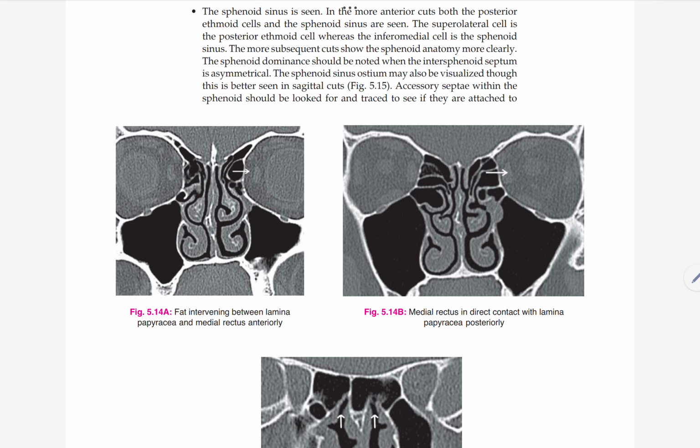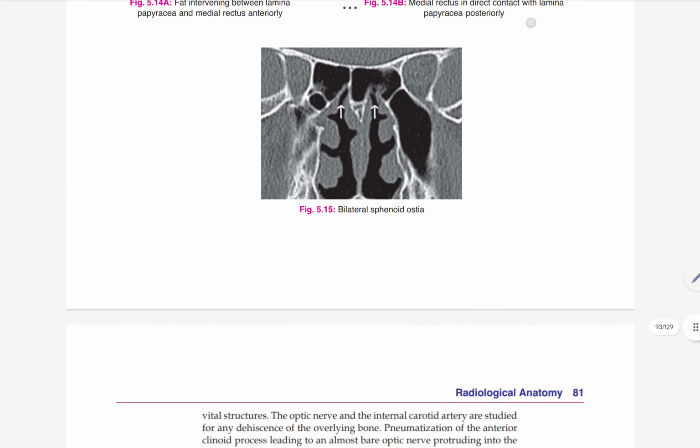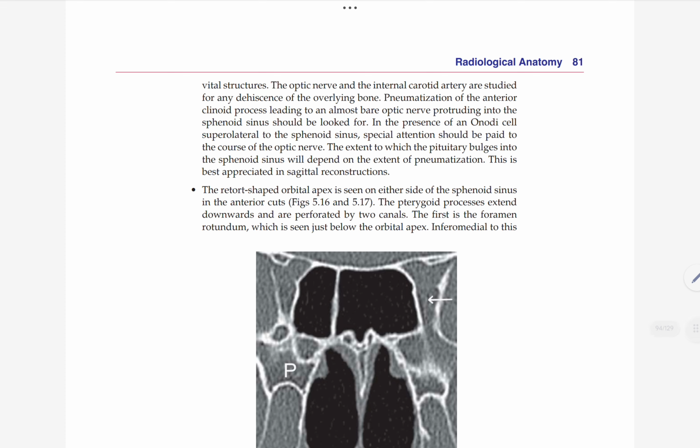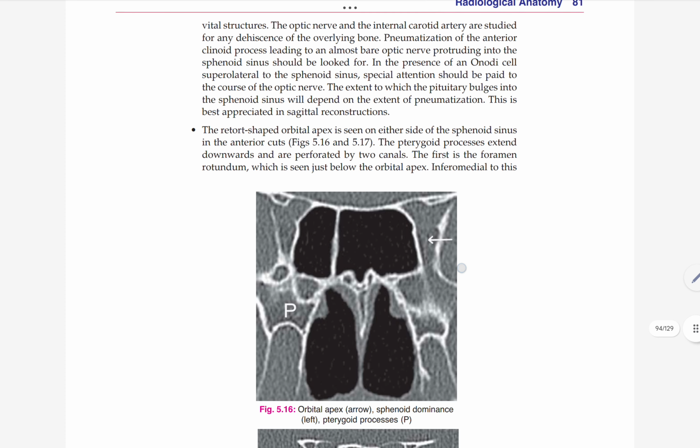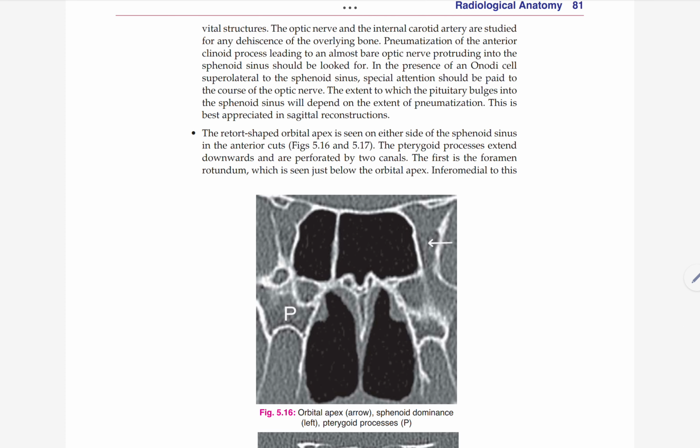The sphenoid sinus ostium may also be visualized, though this is better seen in sagittal cuts. Accessory septae within the sphenoid should be looked for and traced to see if they are attached to vital structures. The optic nerve and the internal carotid artery are studied for any dehiscence of the overlying bone.